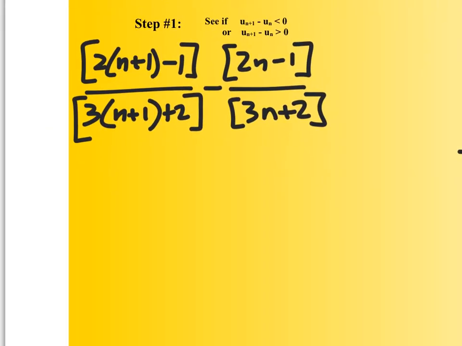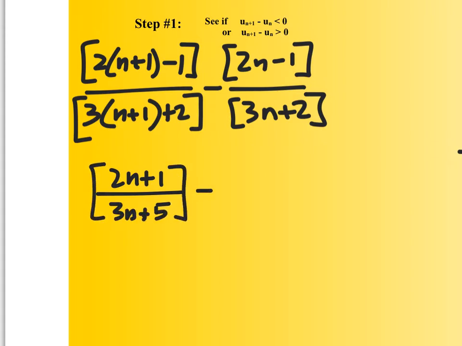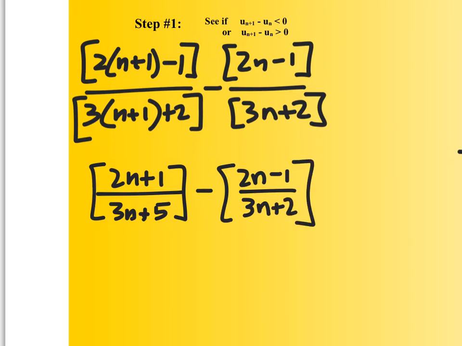Okay, we got to do some work on that. Let's just simplify the left side here. That'd be (2n plus 1) over (3n plus 5) minus (2n minus 1) over (3n plus 2). Gross, I have to get a common denominator.